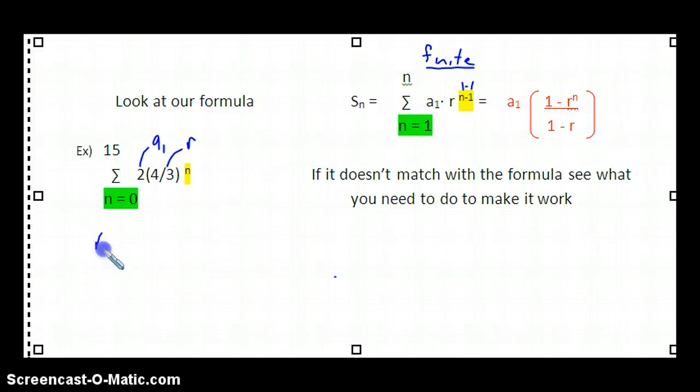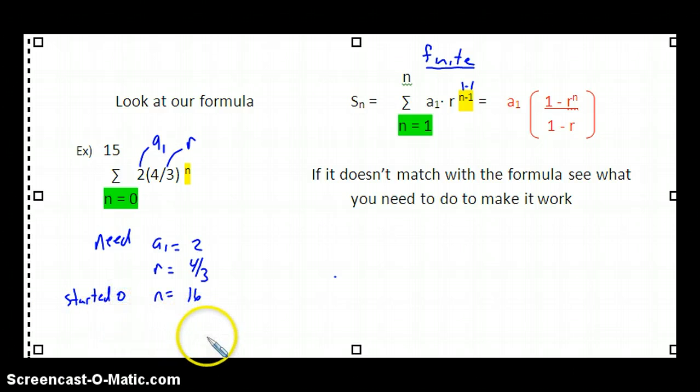So let's go through and identify what we need. We need to know a sub 1, r, and n. So the first term of our sequence was 2, the common ratio is 4/3, and the n, the number of terms, from 0 to 15 is really 16, because we started at 0 and not at 1. So we'd have 0, then 1, then 2, then 3, then 4, then 5, all the way up to 15, so that would give us 16 total.